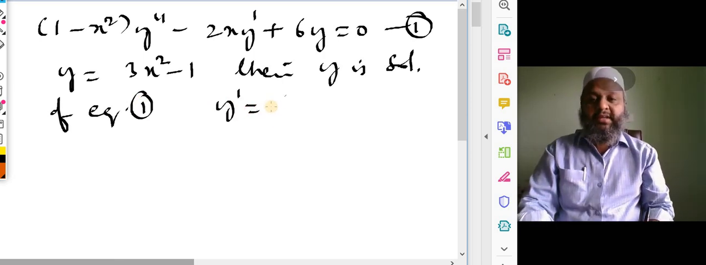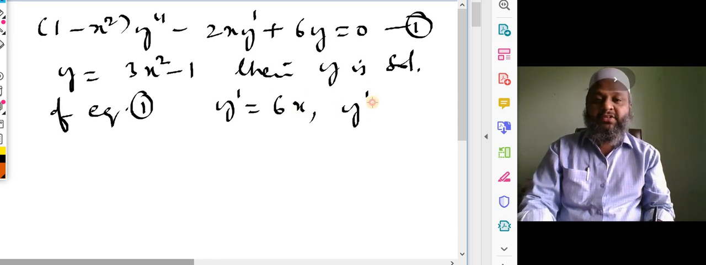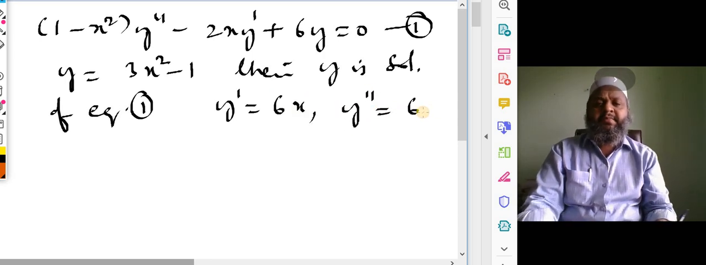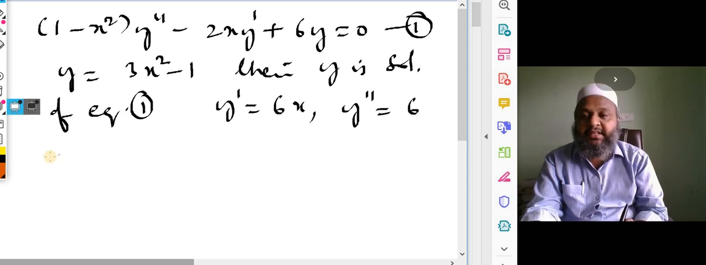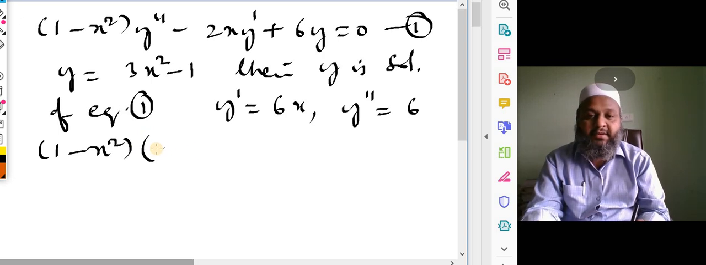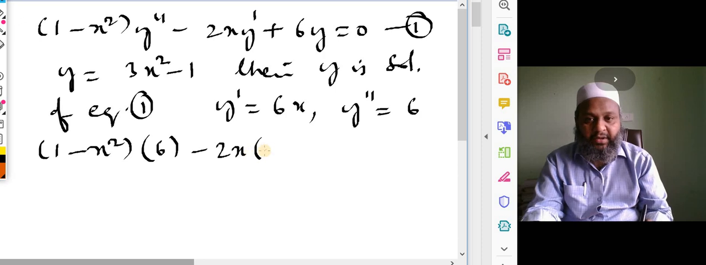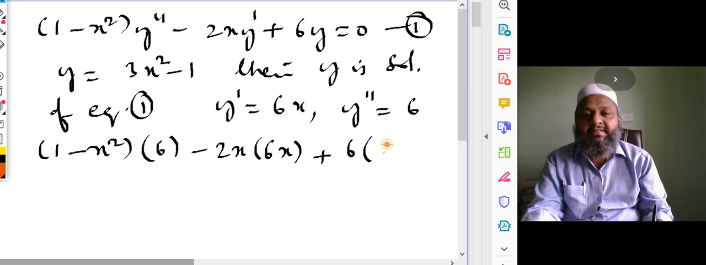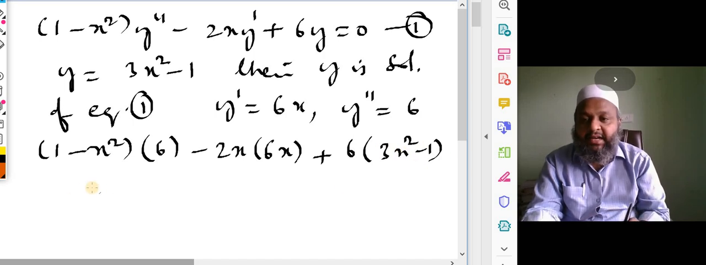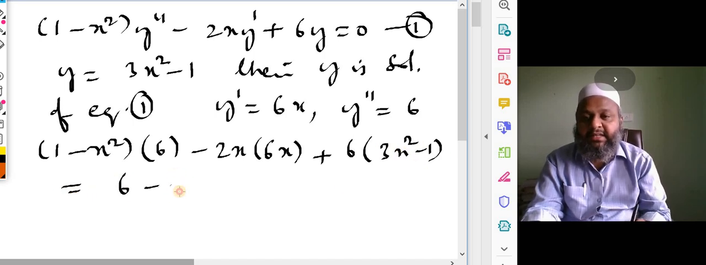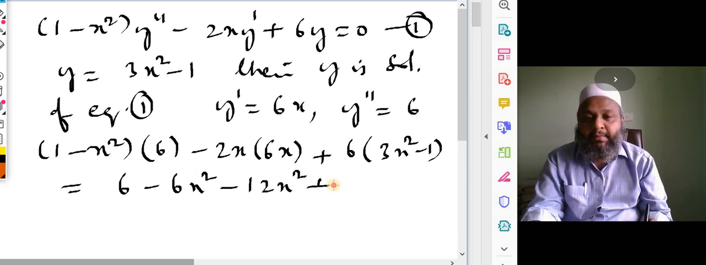y dash will be 6x and eventually y double dash will be 6. Substituting in equation 1, what I get now: 1 minus x square times y double dash, that is 6, minus 2x times y dash, that is 6x, plus 6 times y, that y is 3x square minus 1. Let us check how much it is. It is 6 minus 6x square minus 12x square plus 18x square minus 6.